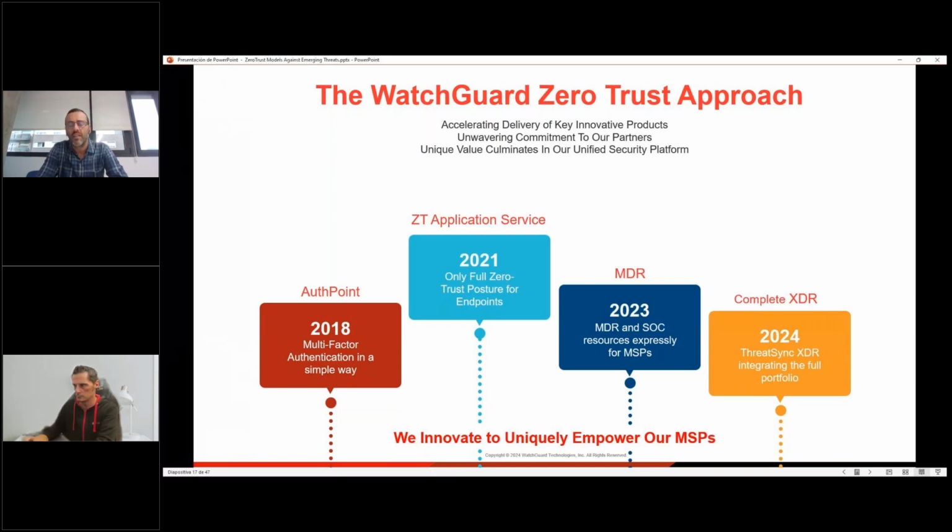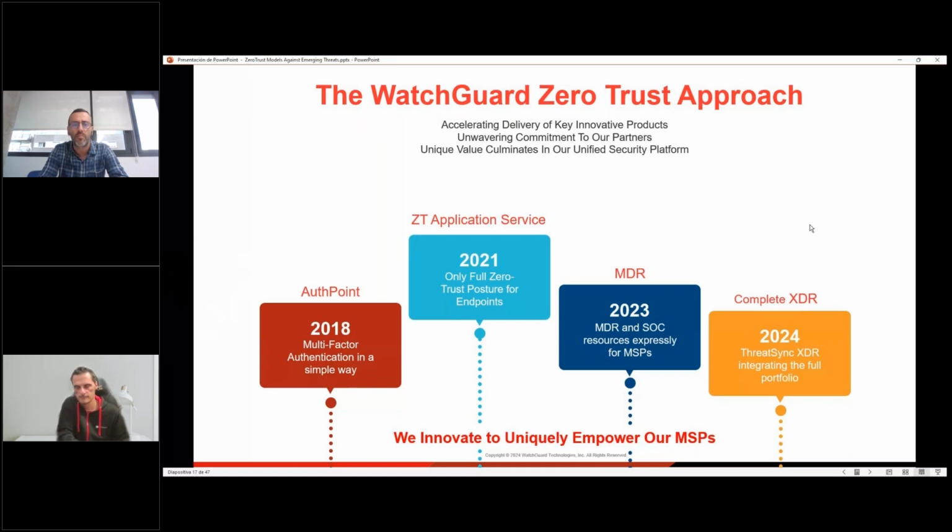Also, MDR is another principle, another pillar of our Zero Trust approach. It was added in our portfolio in 2023. And the complete XDR. And with XDR, we have had many milestones. This is the last one, because right now we are about to integrate the last product that we wanted to integrate in XDR in order to have the full WatchGuard portfolio integrated in our ThreatSync XDR. I'm talking about AuthPoint. So identity will be integrated in ThreatSync XDR in Q4 this year, and with that, we have completed the full integration of our WatchGuard portfolio.